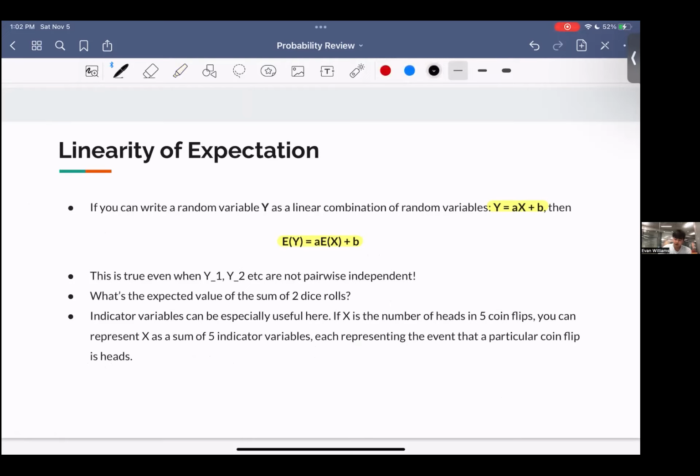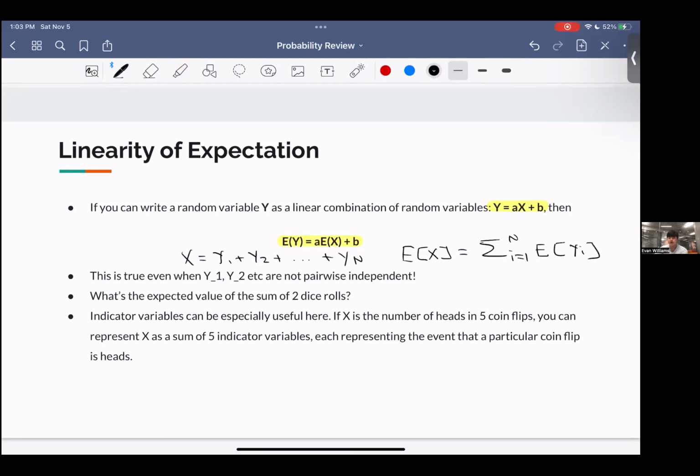It's also helpful for when I can say that x is equal to y1 plus y2 all the way up to yn. Then I can say that the expectation of x is equal to the sum of the expectations of yi.